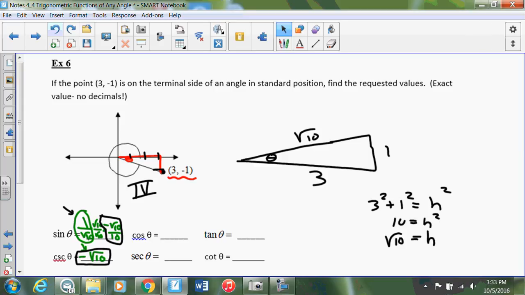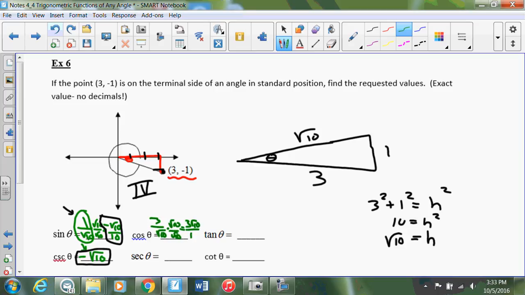All right, let's look at cosine theta. In our triangle, cosine is adjacent over hypotenuse, so that's 3 over root 10. And when we rationalize the denominator, we will get 3 root 10 over 10. Cosine in the fourth quadrant is positive, so we can leave the answer alone. If we're going to flip for secant, we're not going to flip the final answer for cosine. We're going to flip the original answer, because then we won't have to rationalize the denominator for secant, because cosine's positive, secant's also positive.